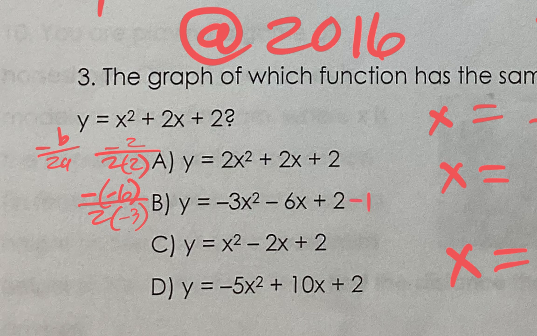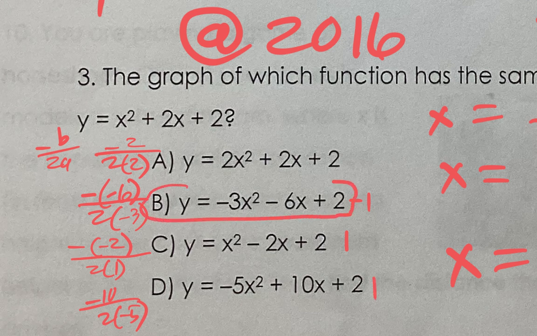And let's just check the others. I have a negative of negative 2 over 2 times 1. That negative and negative is going to be a positive, giving me an axis of symmetry of x equals 1. It's not what I want. And then I have negative 10 over 2 times a negative 5. So negative 10 over negative 10, those are both 1s. I'm looking for negative 1, so my answer should be B.